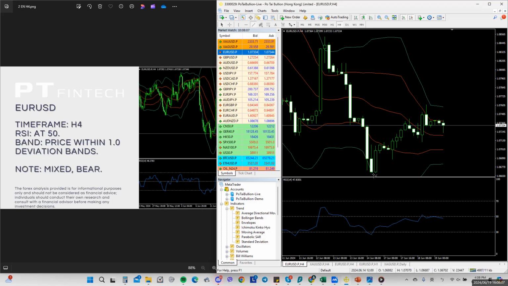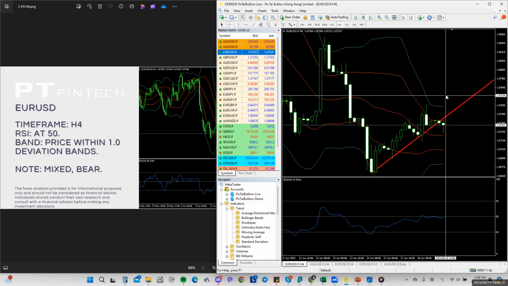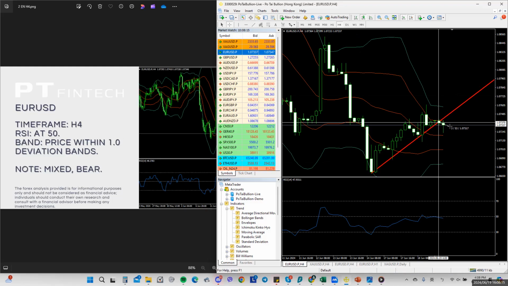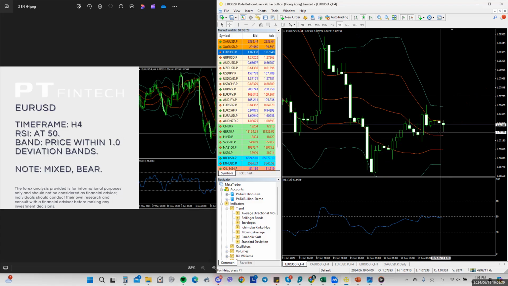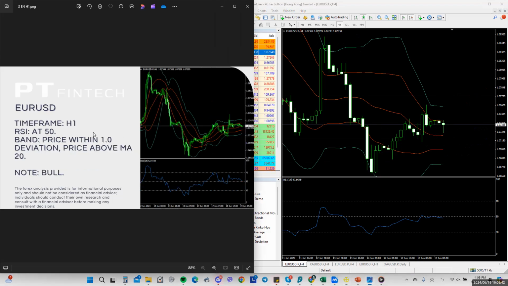On the 4 hours is a bit unique. You see, this used to be the bullish trend line, but you do see that the prices broke below. So essentially, this could indicate it's not following the bullish trend. With that information, we will know that the prices are actually bouncing up and down in between the 1.0 deviations. That's something that I would recommend if you do want to trade within the 1.0 deviations. Let's take a look at H1.